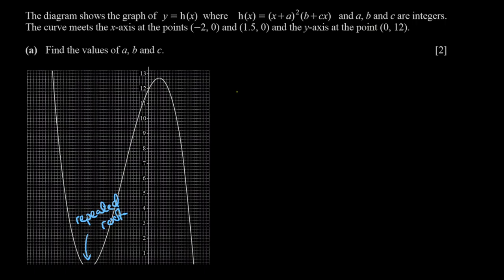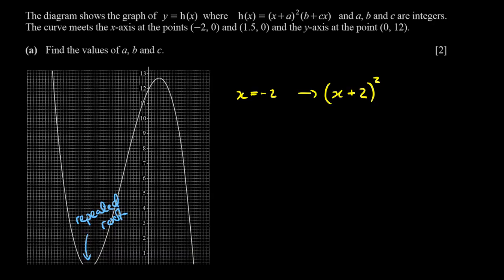So x is equal to negative 2 is a root. And we can rearrange that to be x plus 2 equals 0. So x plus 2 equals 0 is the factor, or rather x plus 2 is the factor. But we've got 2 of these. And so we can say the factor will be x plus 2 squared because that's the repeated root.